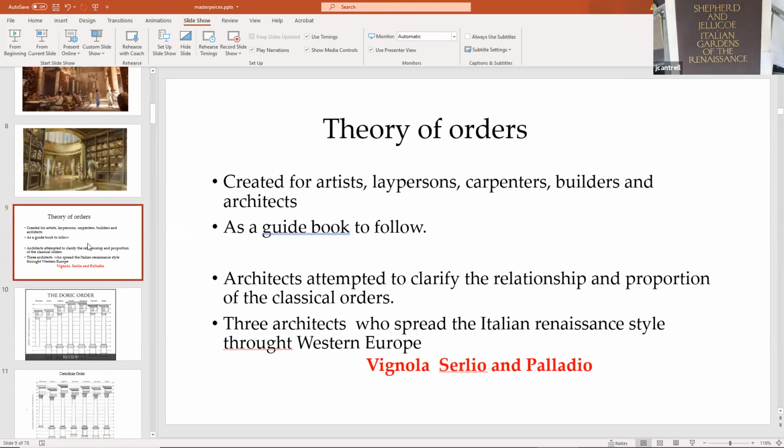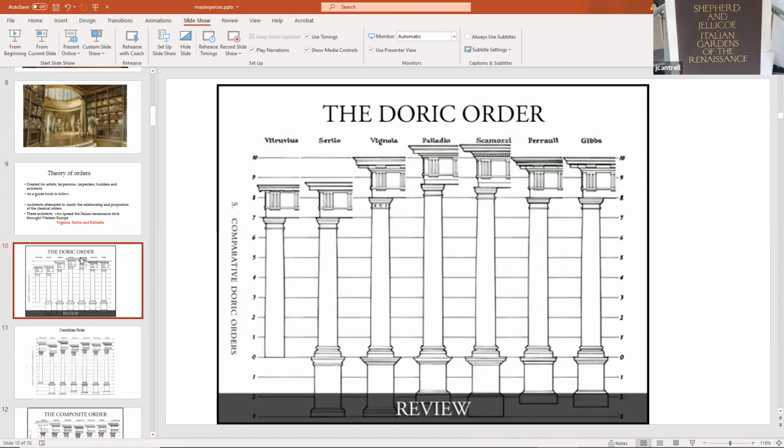Really, all these books we're going to talk about were created for artists, laypersons, carpenters, and builders as a guidebook to follow. These are not to make them famous or popular. These are to educate other builders and architects about a proper columnar order, a proper order of geometry and architecture that was established in ancient Greece and Rome. I'm just going to show you, and we'll get into the specifics later on.